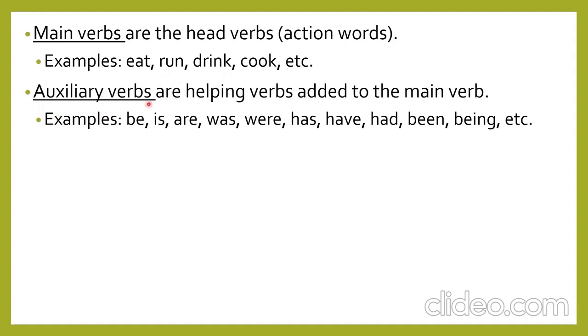Now, auxiliary verbs are helping verbs added to the main verb. Auxiliary verbs are added before the main verb. Okay? Why are they auxiliary? Because they are helping the main verbs. Examples are be, is, are, was, were, has, have, had, been, being, etc. Later on, I'm going to show you a table for that.